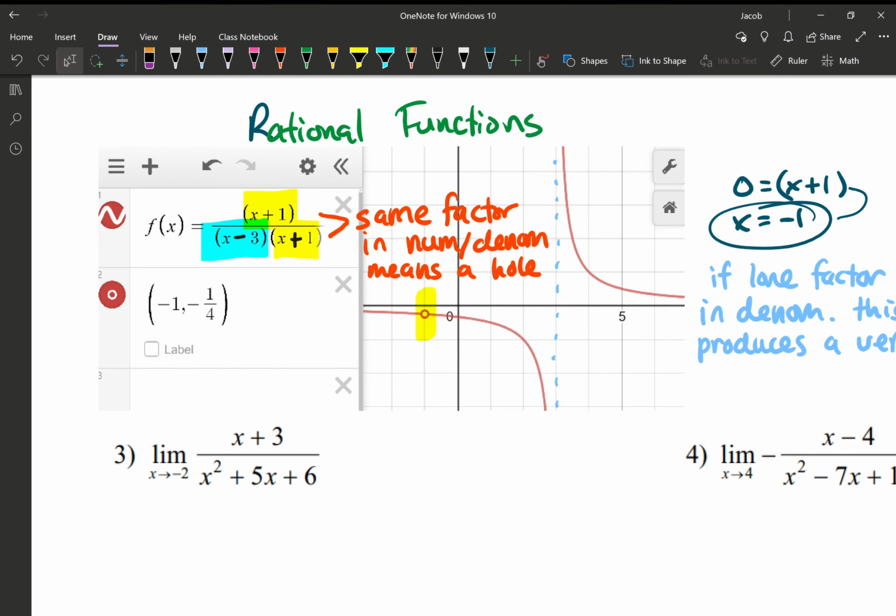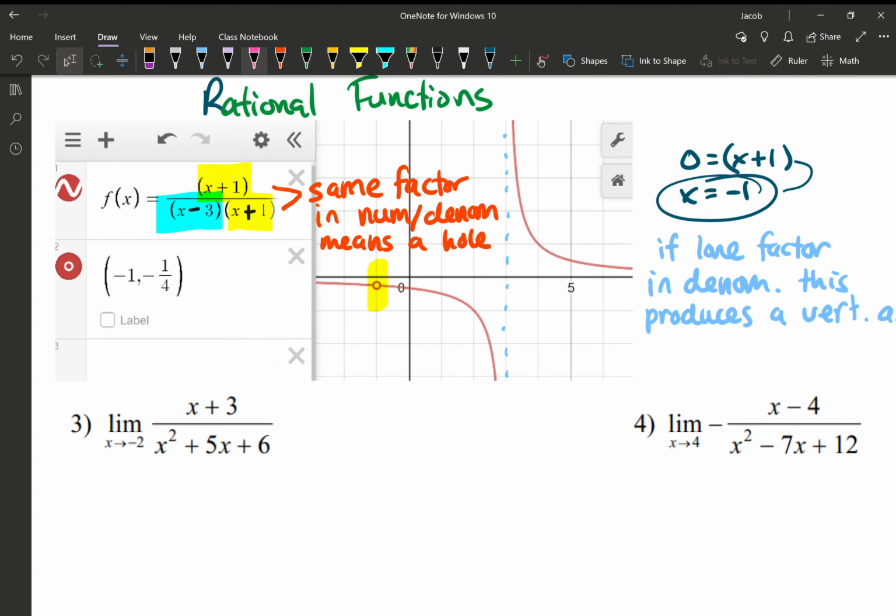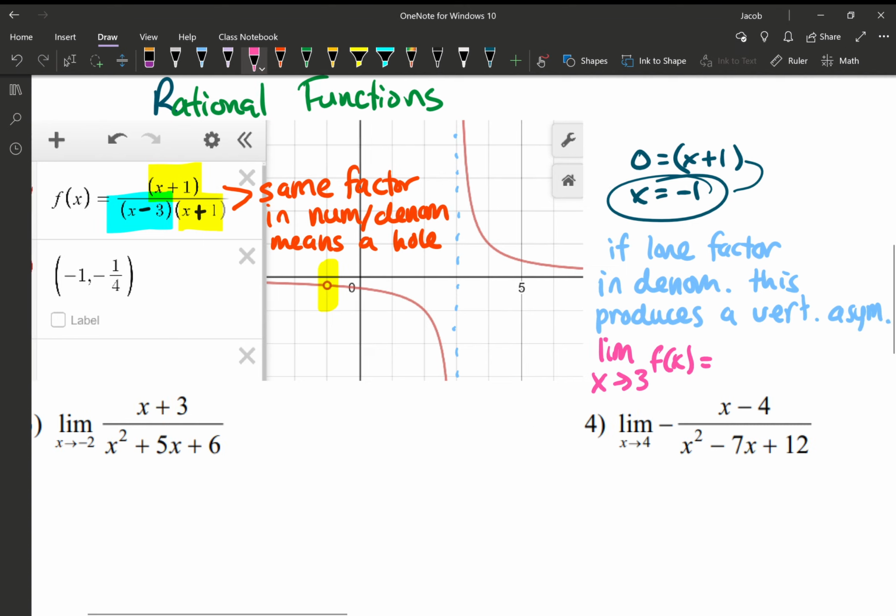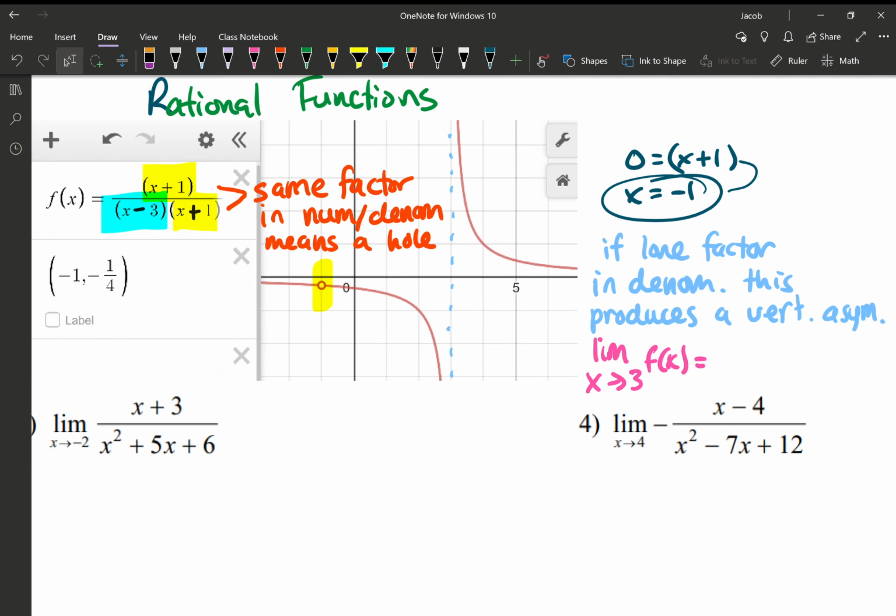So there are a couple of things we can answer. What is the limit as x approaches 3 of our function? And you would say, well, because that produces a vertical asymptote, then that is d and e. Our left and right sides do not equal each other.